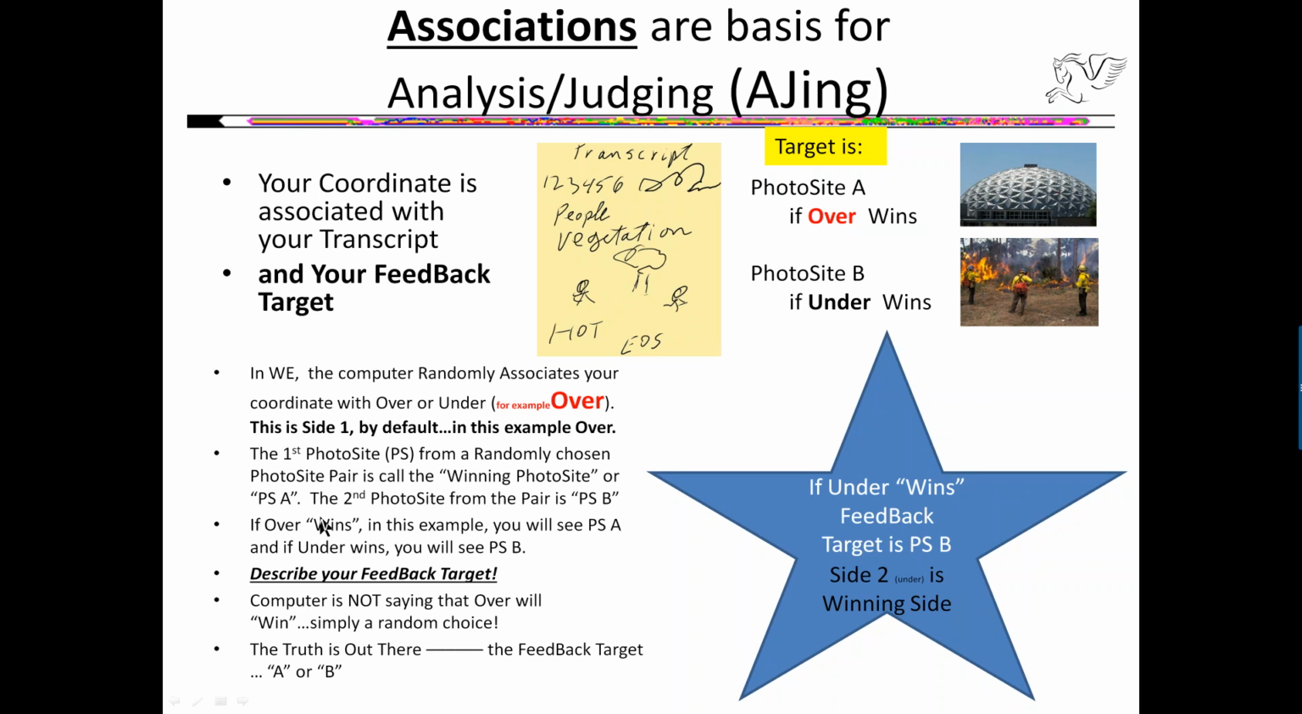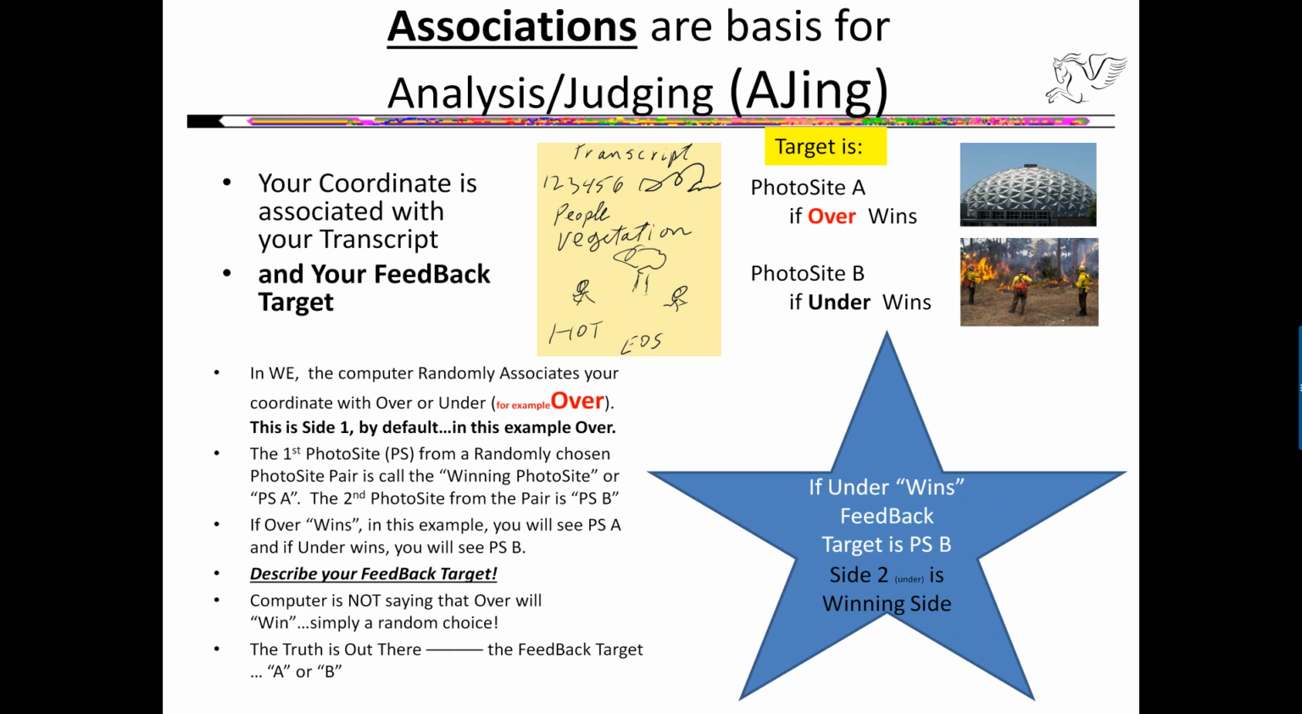But guess what? Even though you didn't do side 2, you only did one transcript, that's side 1, you will see side 2 being the winning side and being associated with photo site B and under. But this is not the winning photo site. And I know that is where the confusion is. That has now become crystal clear. And I just want to make sure, is this clear? It's the terminology of winning that, in my opinion, causes some confusion.